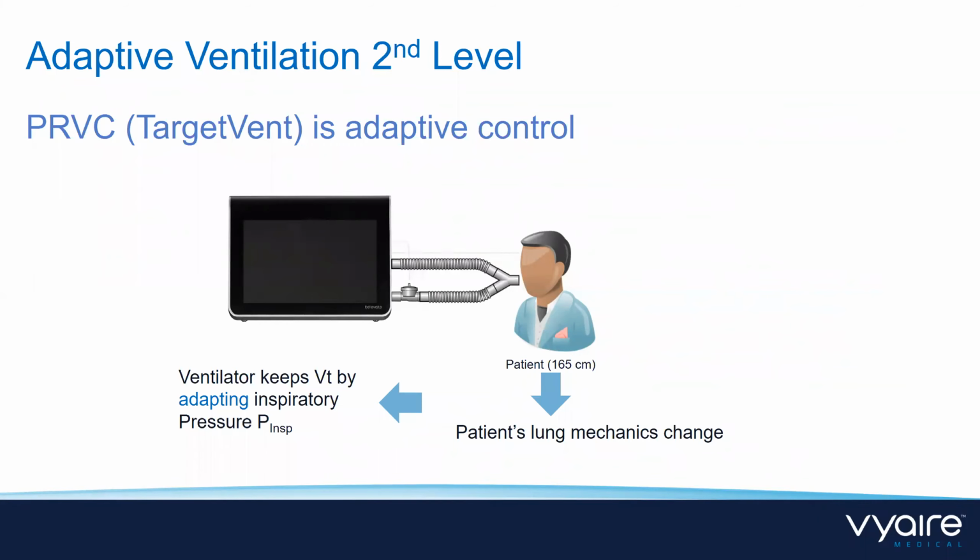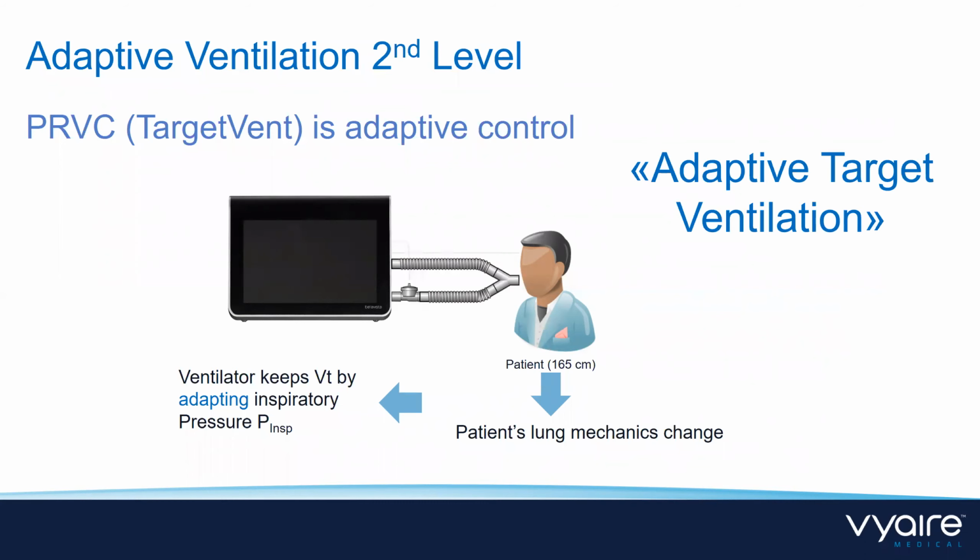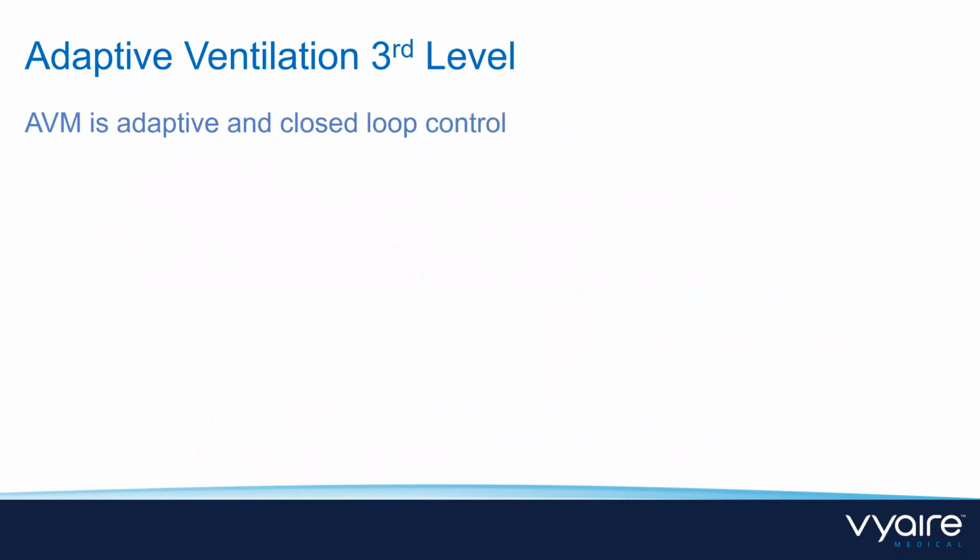And the third level, and this is what we are talking about, is what we now call adaptive target ventilation. And there is a reason for that, because we have an adaptive target. The target is the tidal volume, but it is achieved in an adaptive way by changing the inspiratory pressure on a constant basis.